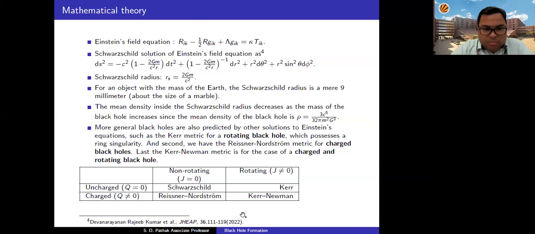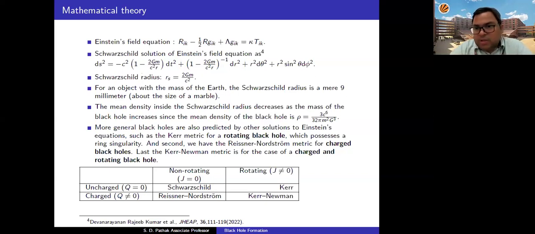published a paper in 2022. They solved the Einstein field equation in the Schwarzschild metric, and with different choices of the function, the solution is the same independently; whichever function you choose, the solution will be the same. The details are available. This paper is open access, so anyone can visit JHEP and access it. Anyway, solving this equation with this line element, for one object, like the Earth, the Schwarzschild radius comes out to be 9 millimeters.